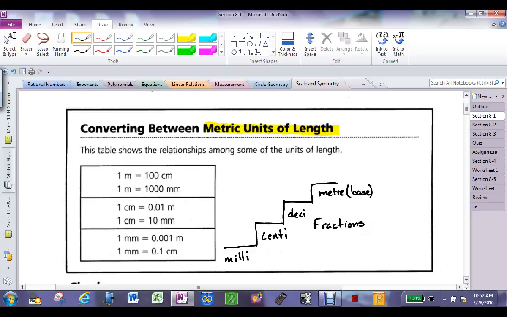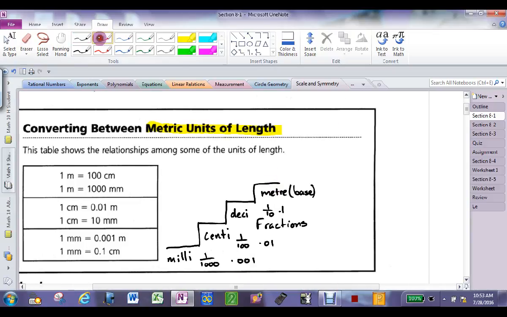In the metric system, it's lovely because the fractions are in tens. So deci is 1/10th, or 0.1. Centi is 1/100th, or 0.01. Milli is 1/1000th, or 0.001. Notice the only thing we do to change the measurements is move the decimal place. That's why metric is good. Everybody with me?